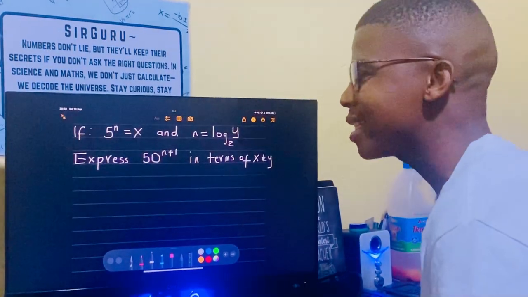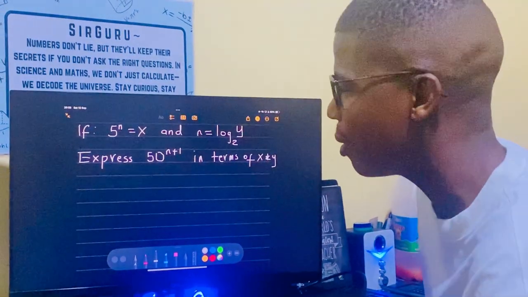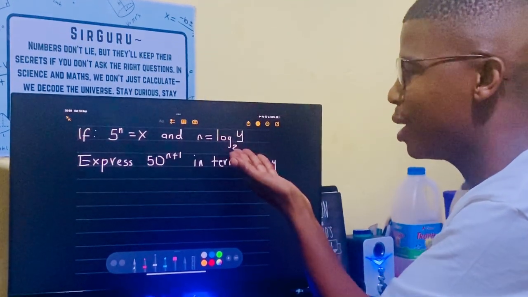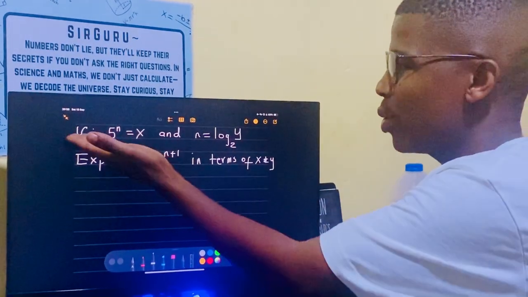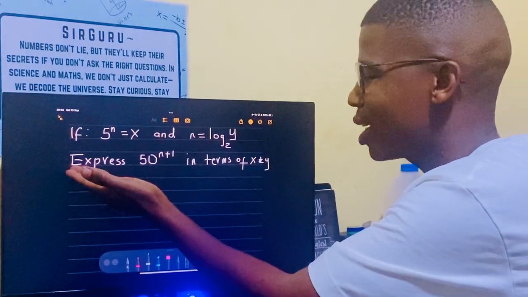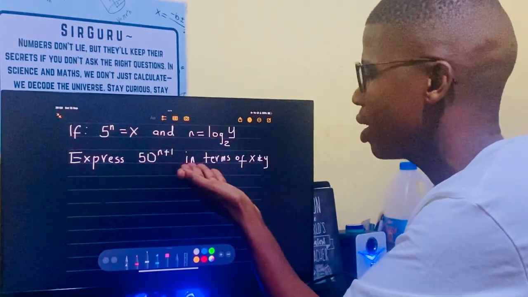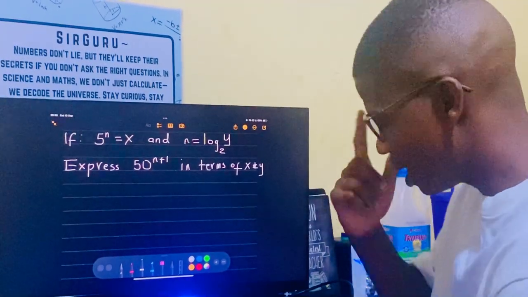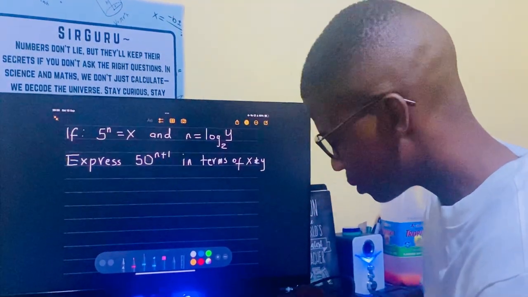So, on the screen, we are told that 5 to the power n equals x, and n equals log base 2 of y. This is what we are given, and we are asked to express 50 to the power n plus 1 in terms of x and y. All right, let's look at x, ladies and gentlemen.